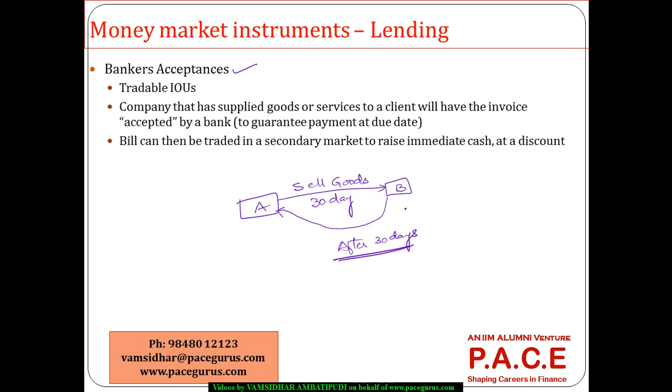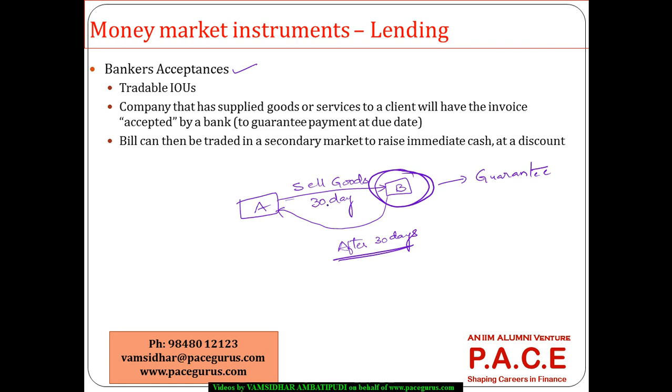Now, what is the guarantee that B will make the payment? Right? A has supplied the goods, but A is having a worry. What is the guarantee that B will make the payment? Now, this is where any good that is sold, this invoice will be accepted by the bank. B has to make this invoice accepted by the bank. So now the bank comes in, it will act as a guarantor saying that we guarantee that B will make the payment after 1 month. So that is called a banker's acceptance.